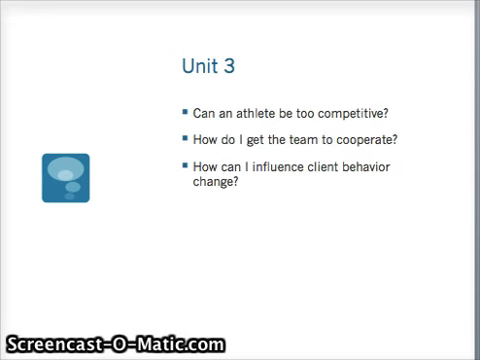In Unit 3, we're going to look at dealing with competitive issues. What do you do when you have competition that is influencing the team's ability to cooperate? What if you're starting with a new team and there's no clear leader? How can you influence these factors? What if you're not working with teams? How do you just influence a client's behavior change? Almost all of us will work with clients in some way, shape, or form on behavior change.